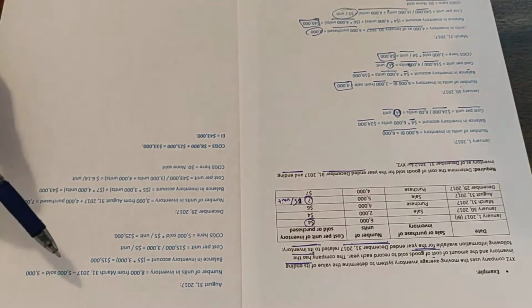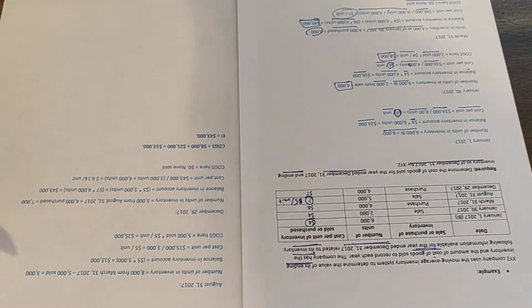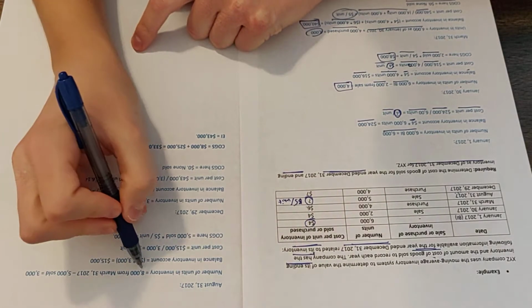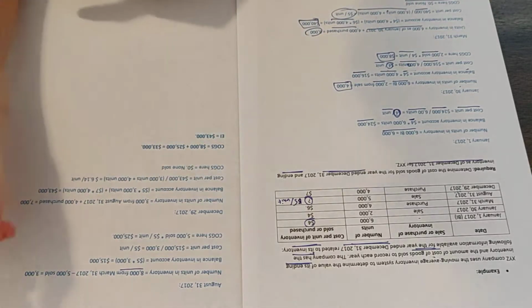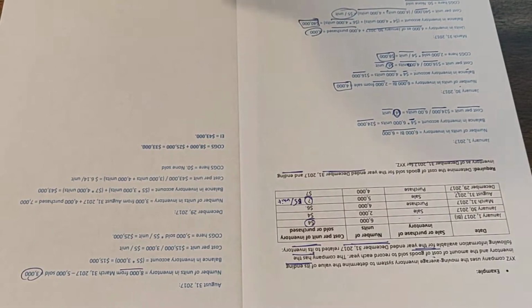Number of units: so then we sell 5,000 on August 31st. So then how many units do we have? Well, we had 8,000 from March, right? We had 8,000. Then we're subtracting out 5,000 because we're selling those. So we have 3,000 left over, okay?